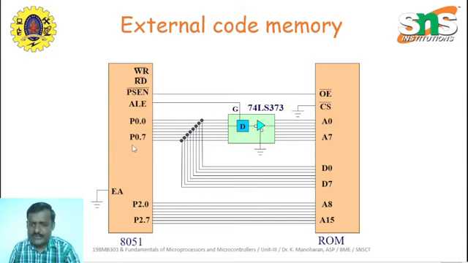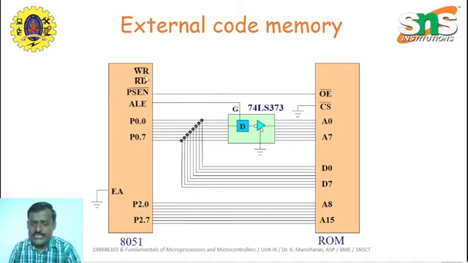That is, the signal comes from the microcontroller to the ROM only. There is no signal coming from the ROM to the 8051 microcontroller through this address line. So the address line is unidirectional and the data lines are bidirectional. Look at these control signals.